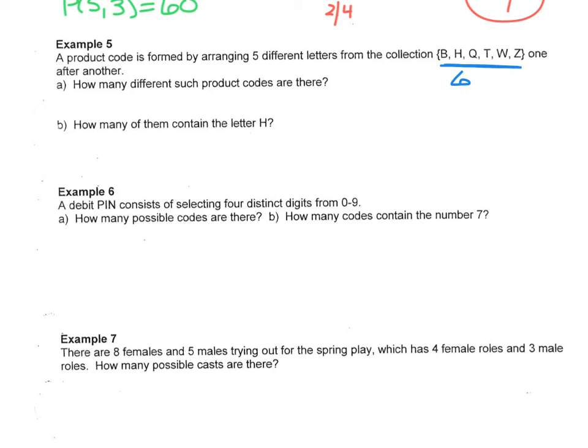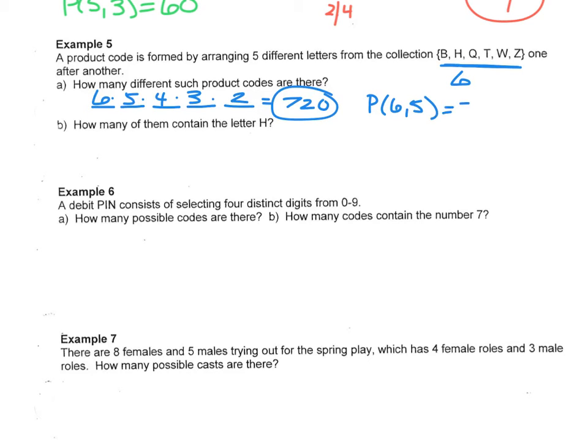So for the beginning of this, if I have 5 numbers in my code, and I go with 6, 5, 4, 3, 2, I get a total of 720. So permutation of 6 and 5 is 720. Okay. How many of them contain the letter H? I want you to go ahead and pause this video and see if you can figure that out on your own, and then hit play to see if you did it correctly.